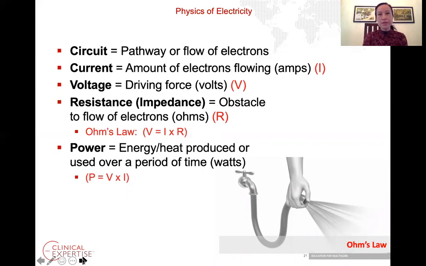Current is the amount of electrons flowing, similar to how much water is flowing through a water hose. Current is measured in amperes. Voltage, measured in volts, is the force pushing the current through the circuit, while power, measured in watts, is a function of voltage and current. Electrical current passing through a resistor converts electrical energy into heat energy.